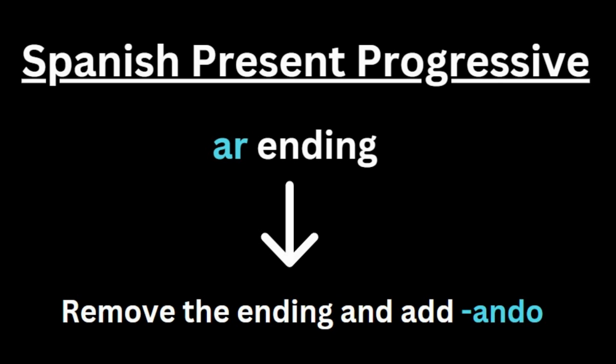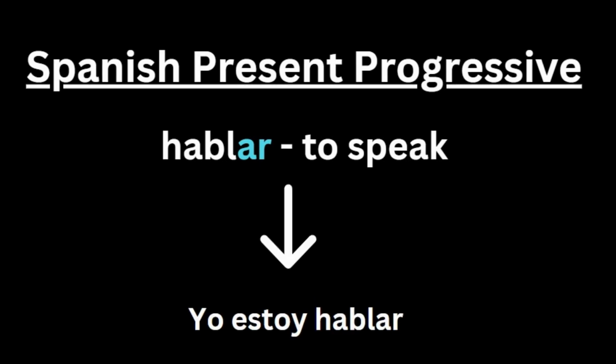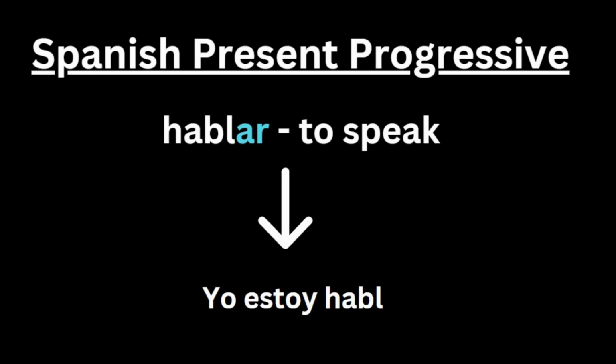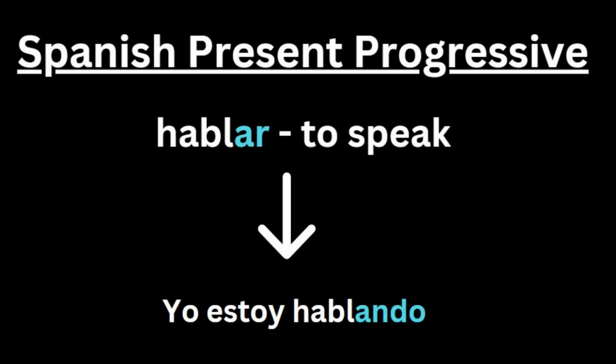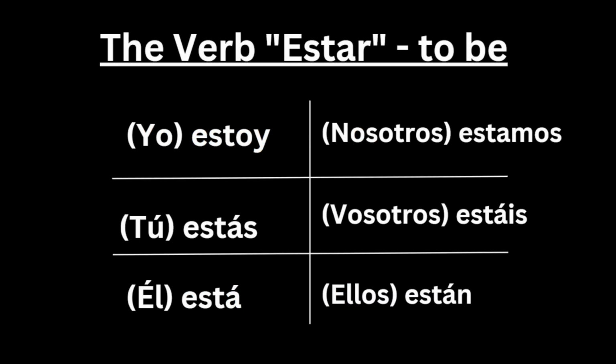For verbs ending in -ar, you would want to remove the ending of the verb and then add the ending -ando. Using the verb hablar in the present progressive, you would say yo estoy hablar, remove the ending, and then add -ando as the ending of the verb. So this way, you get yo estoy hablando, which means I am speaking. The same principle applies to the rest of the pronouns and any verb that you want to use. But keep in mind that there are 6 different conjugations for the verb estar, which apply to their corresponding pronouns. And as I said again, the verb estar is for a future video.